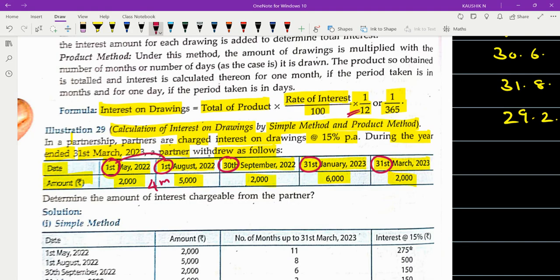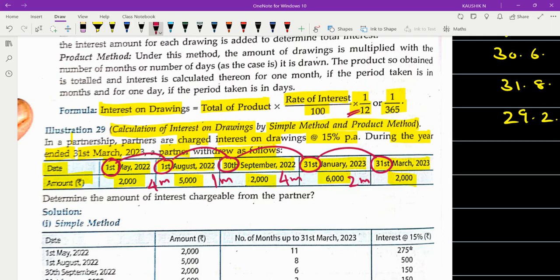And then from second withdrawal to third withdrawal, August and September, 1 month. September to January, September will not be taken into account because it's done at the end of September. So October, November, December, Jan, 4 months. Now from Jan to March, Jan will not be considered. Feb, March, 2 months. So you can see there is no uniformity in terms of the interval.